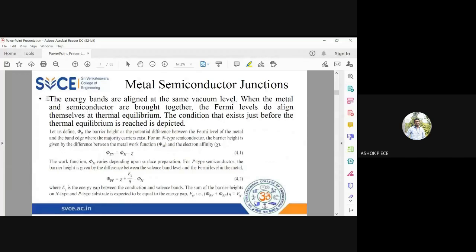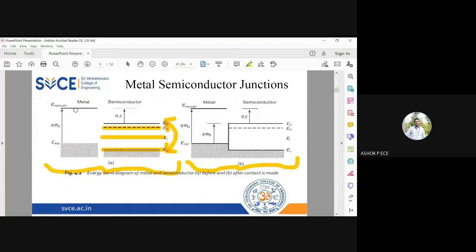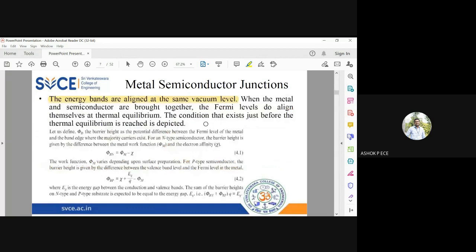The energy bands are aligned at the same vacuum level. See here, the final vacuum level for both metal and the semiconductor is going to be the same. That is one thing. The uppermost energy level, which is the vacuum energy level, is going to be the same for the metal and semiconductor junction when a contact is made.